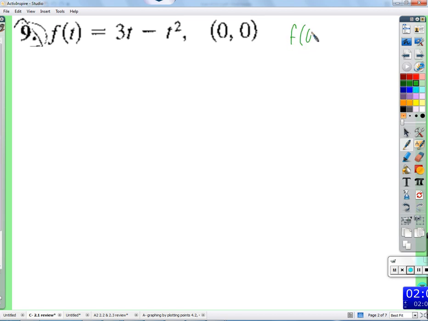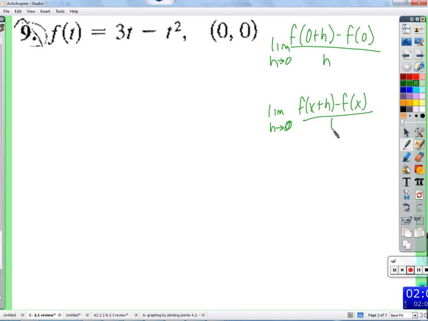So I can go about it this way, f of 0 plus h minus f of 0 over h, and of course, take the limit as h goes to 0. Okay. So I can do it that way. Or I could do the limit as h goes to 0 of f of x plus h minus f of x over h. And if I go this way, how can I find the slope then? Right. We're going to find the derivative. What is the derivative? A function that will always determine the slope of any point on the line.